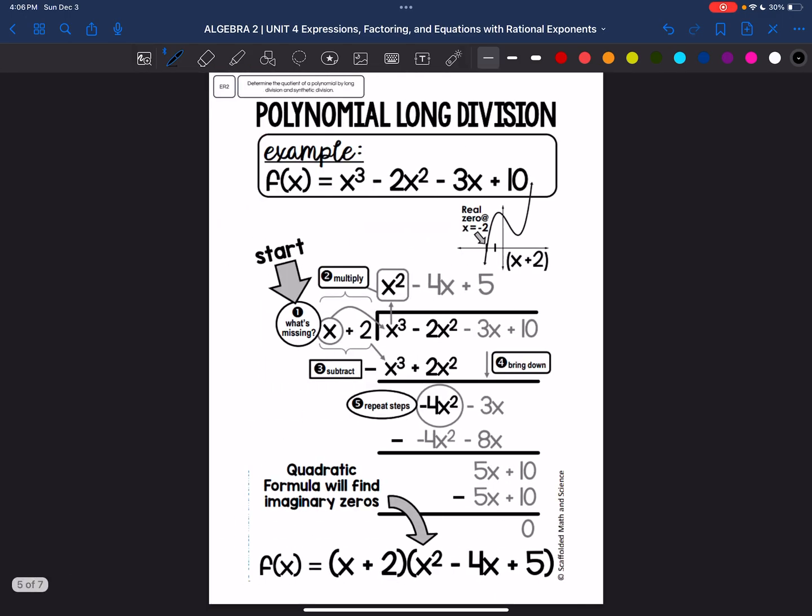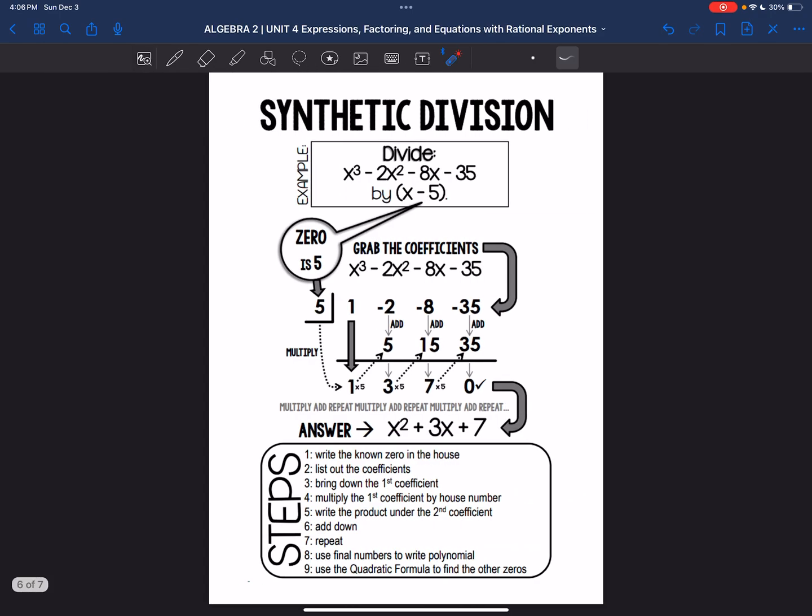We are continuing our look at the learning goal of determining the quotient of a polynomial by long division and synthetic division. In our last video, we worked at being able to find that quotient using long division. And today, in this video, we're going to be looking at using synthetic division.